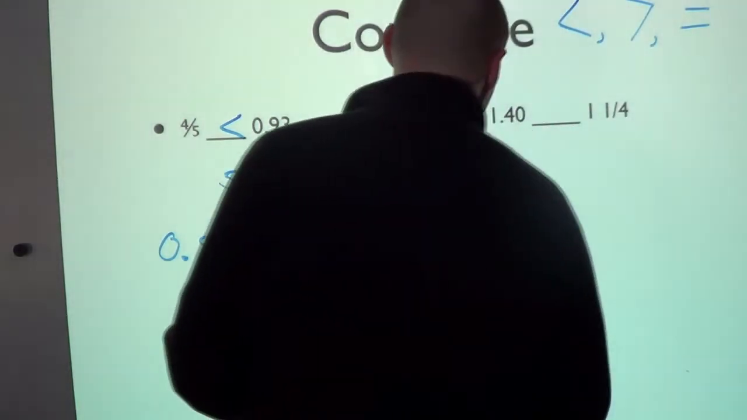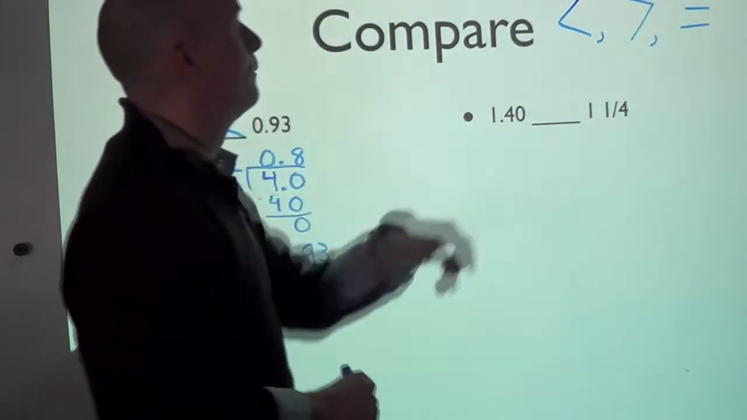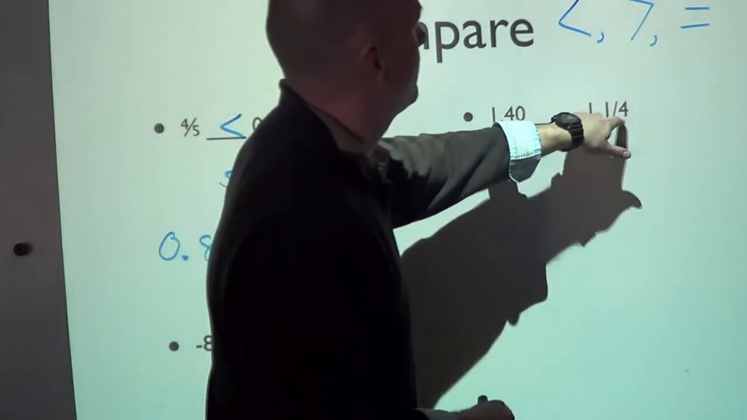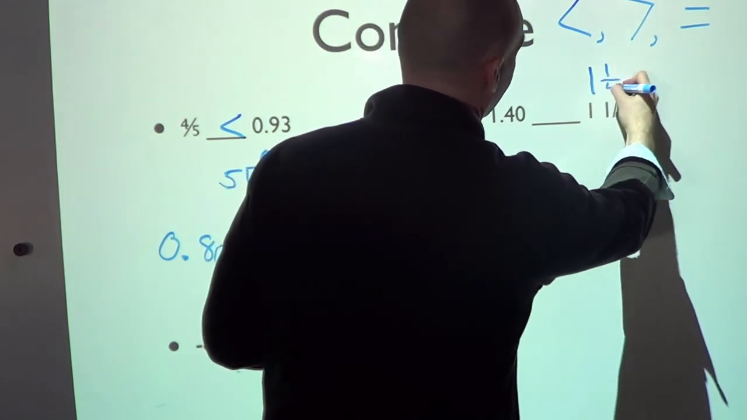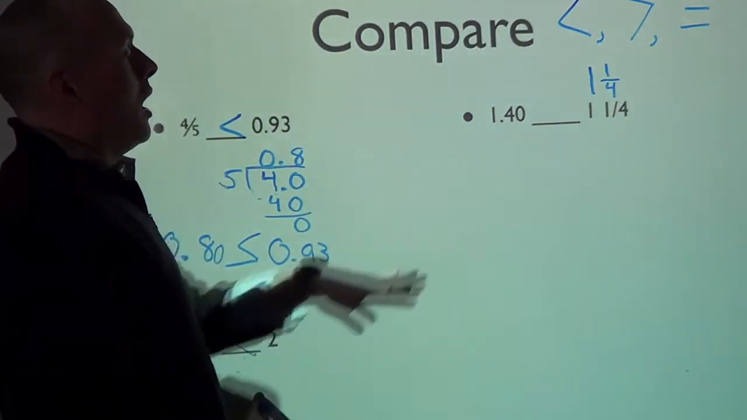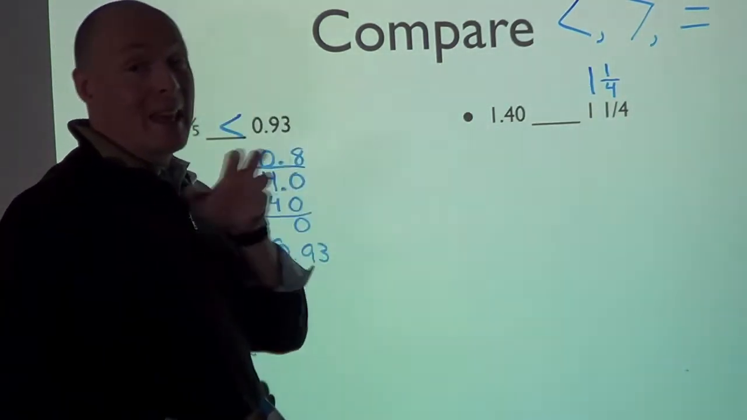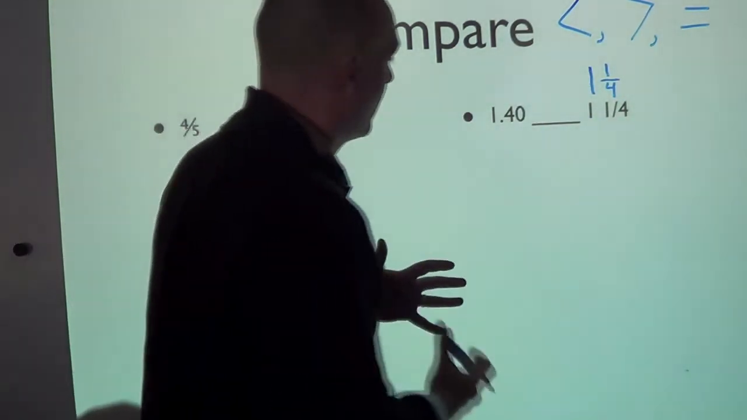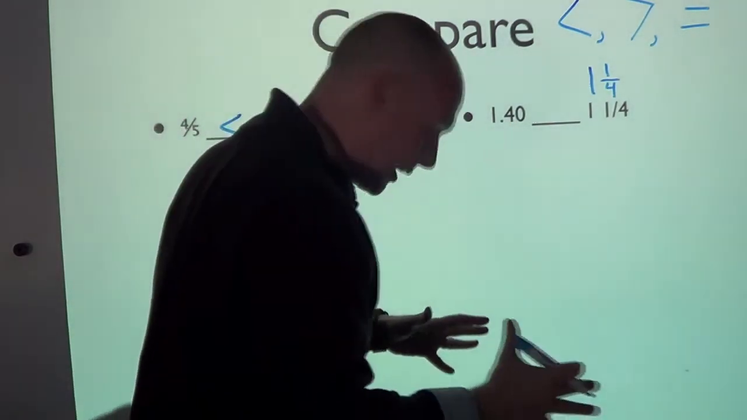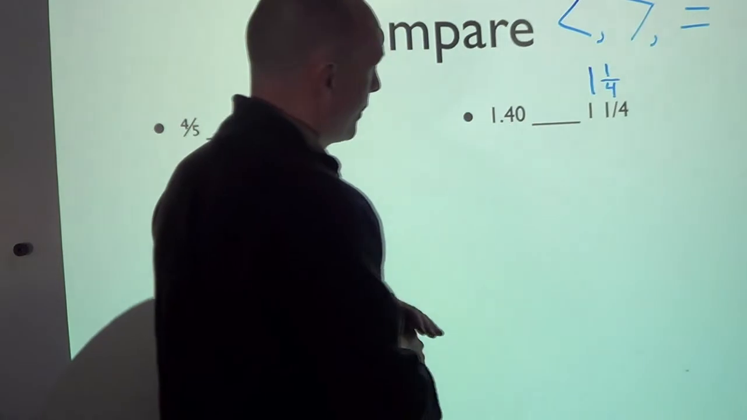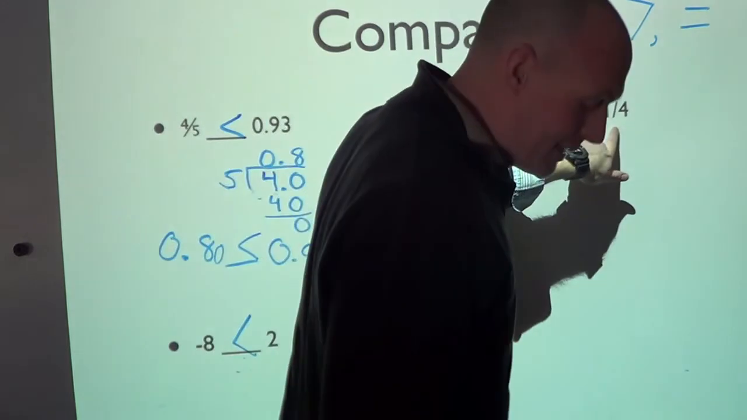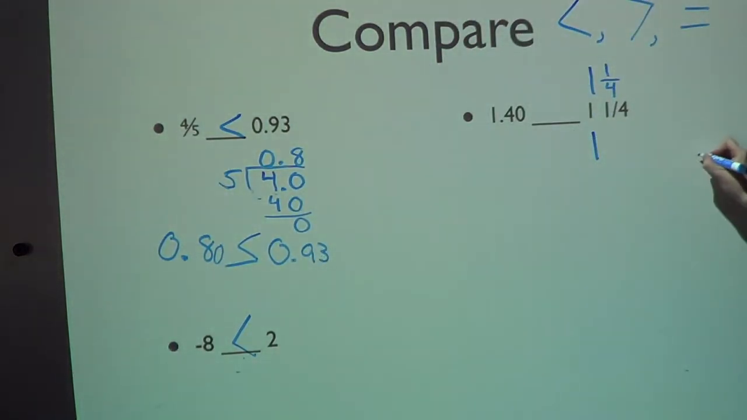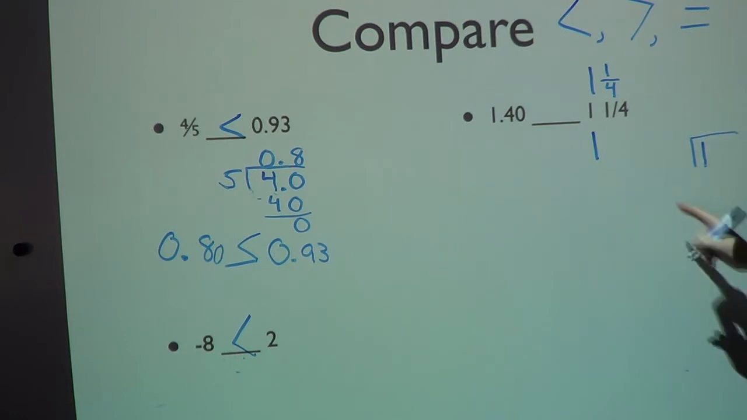Let's look up here. I have 1 and 40/100 and 1 and 1/4. I don't really like the way this came out, so I'm going to write 1 and 1/4 there. Again, we need to get them into the same form, and I like decimal form. This one's already in decimal form, so we're going to leave it that way. 1 and 1/4. We know it's going to be the whole number 1, so we can leave that there. So let's find the decimal form of 1/4. I take my numerator 1, put it inside the house. My denominator 4 goes on the outside.